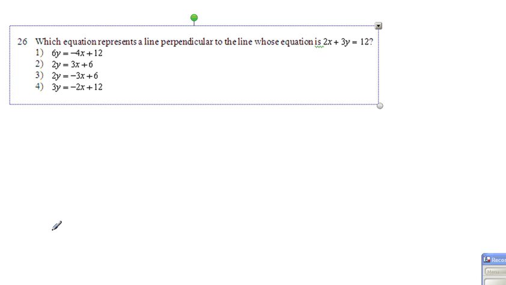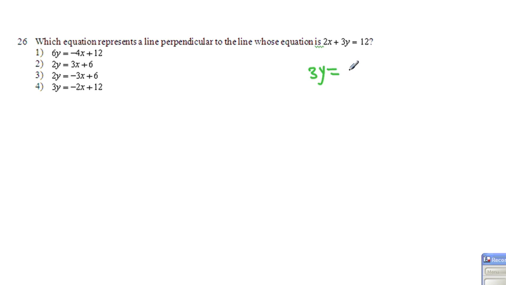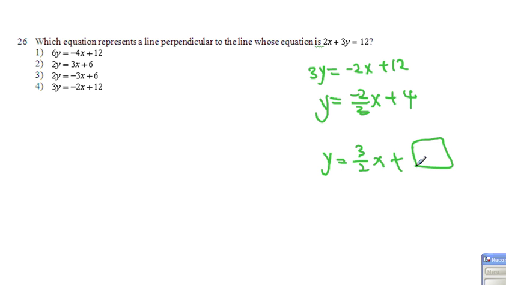Number 26. So we have to find the slope first here. By subtracting 2x, 3y is equal to -2x plus 12. By dividing by 3, we end up getting y equals -2 over 3 x plus 4. Now, this is the equation of this line, but we're looking for something perpendicular. So the slope has to be y equals 3 over 2 x plus something. Now, how can we have 3 over 2 here? That seems to be choice number 2.